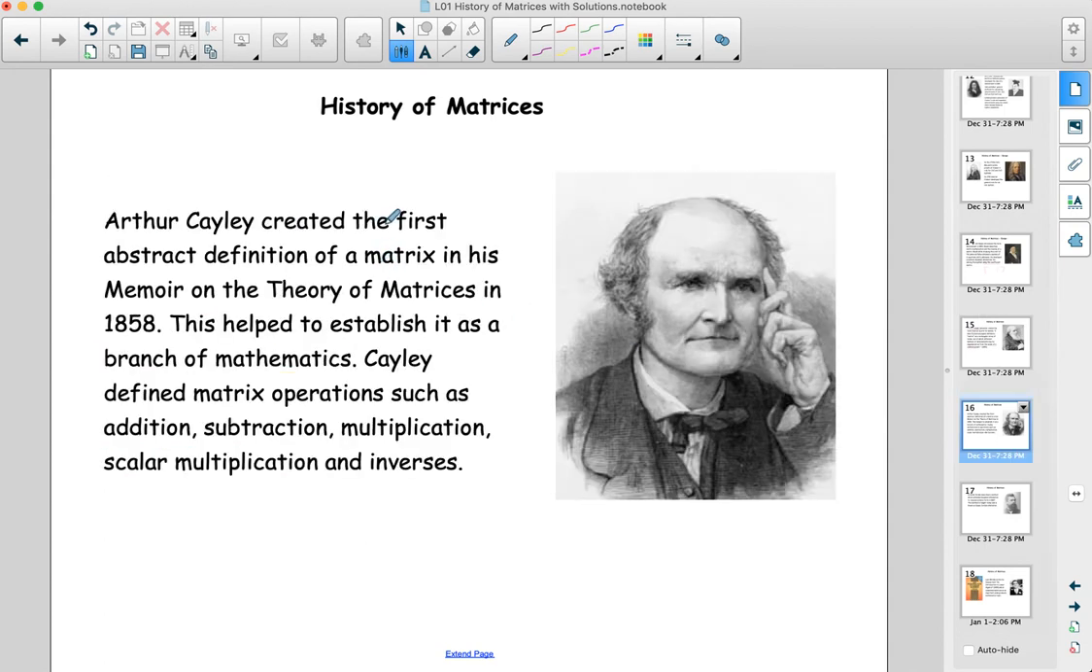Then Arthur Cayley created the first abstract definition of a matrix in his memoir, The Theory of Matrices. He did that in 1858. This establishes it as a valid and viable branch of mathematics. He defined more operations. So Gauss did multiplication, but Cayley defined addition, subtraction, scalar multiplication. He also talked about inverses and multiplication as well, but Gauss did those first. So this cements this into a viable topic in math.